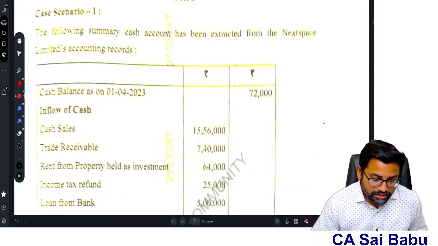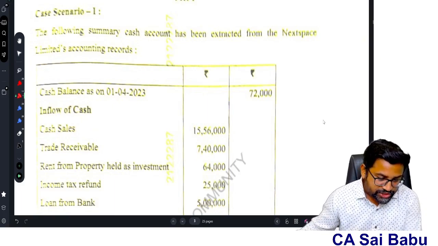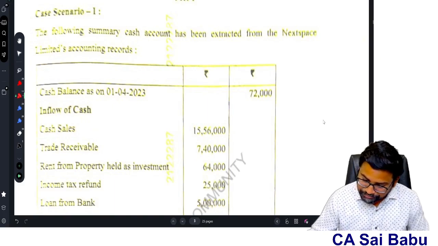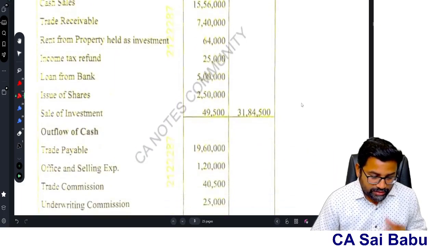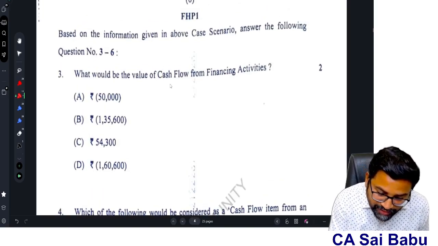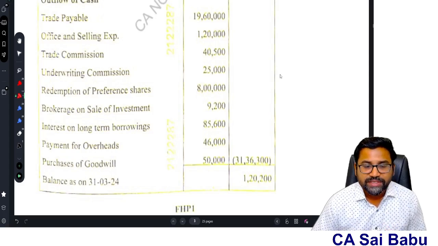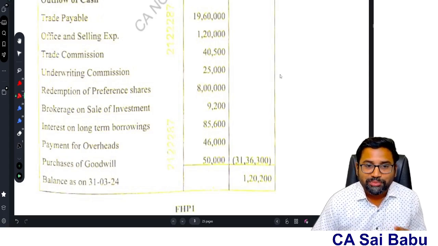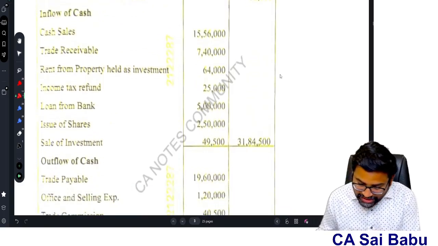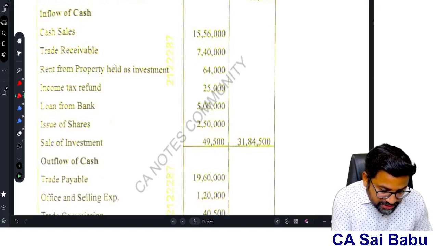The following summary cash account has been extracted from the Next Space Limited accounting records. I already solved this question, sir. See here, literally cash book given, sir. What they're asking, what would be the value of cash flow from financing activities? So you know what is financing activities? Any inflows and outflows relating to borrowings and share capital. So in the inflows, see which items are relating to the investing financing activities.